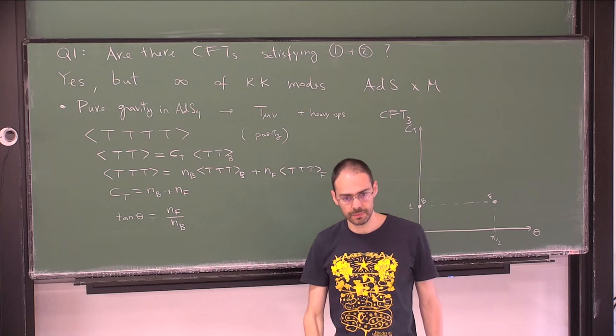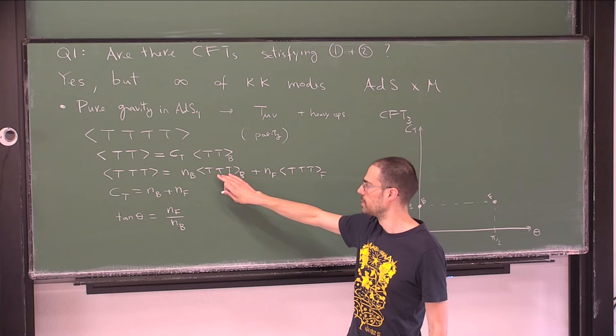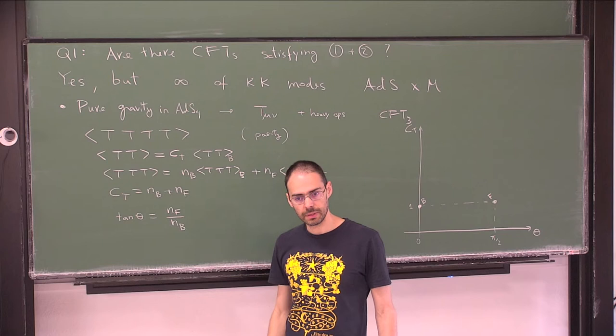Why did you choose a free boson? Why couldn't you just use two free bosons? I just don't understand why you're choosing a free boson and a free fermion. Well, you need to have two independent tensor structures. If you just use two free bosons, you get twice this. So you need two theories that give you two independent tensor structures for the three-point function. But it's just a basis, right? You could have chosen any other basis. Yeah, you can choose any other basis.